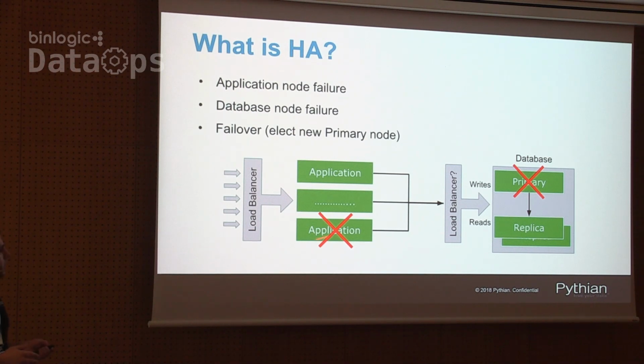How is it on the application side? Well, on the application side, if this server goes down, the load balancer will just notice and will send the traffic to the rest of the nodes. Is that the same on the database side? Just send the writes to any of these nodes? It doesn't look that trivial.